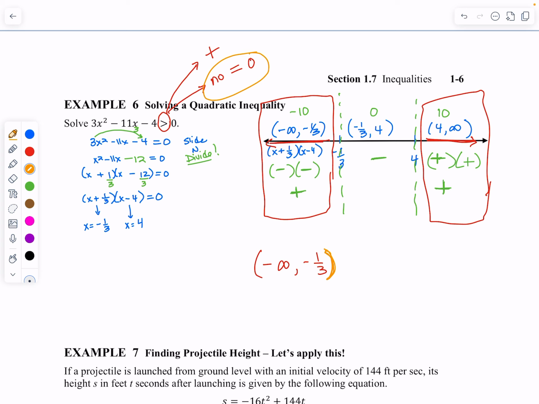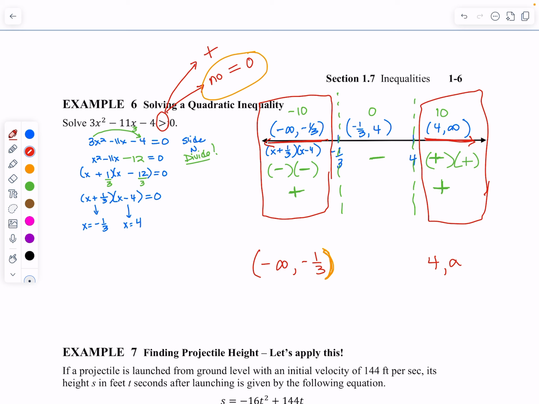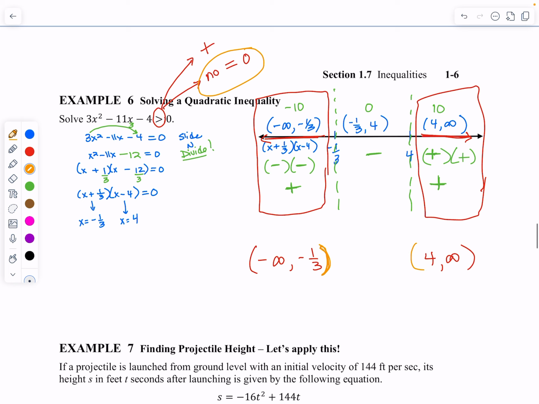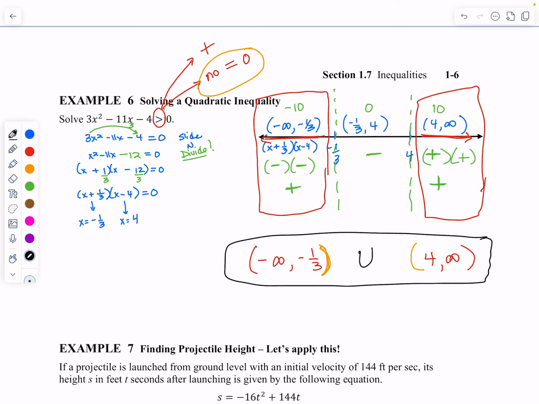And then on the other side, I'm going to have 4 to infinity. Infinity always gets a parentheses. And again, we do not want a 0, so that 4 is going to get a parentheses. And then I always put my union in the middle. Again, my lab may ask for a comma, so just pay attention to that.